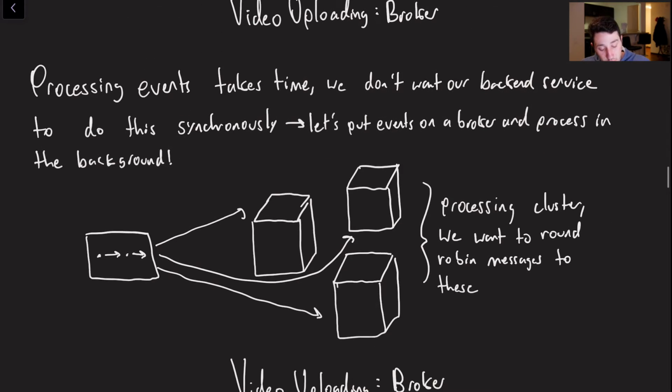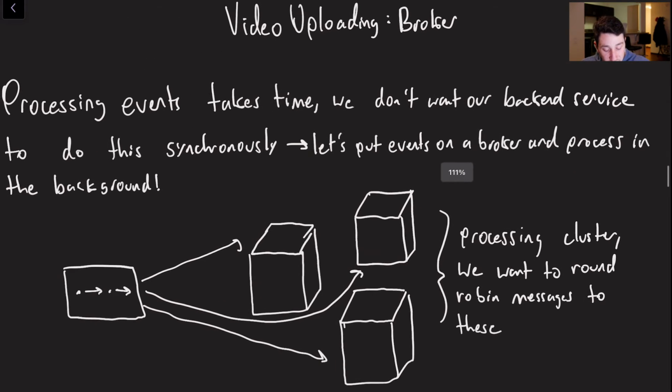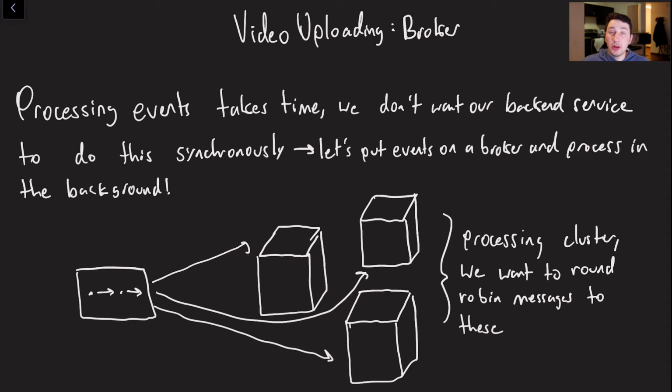So with that being said, what can we actually do? Well, for starters, we know that processing these events takes time. Actually converting a video from one format to the other is relatively compute heavy. Same goes for encoding it to a variety of different formats. And so we're not just going to upload a video to a server and say, hey, do this synchronously and then get back to me whether or not it worked. We're going to have to do this in the background of our application. And typically when that happens, we're going to need some sort of message broker.